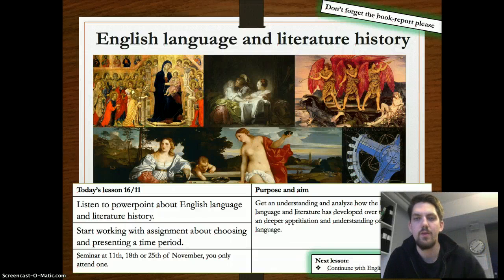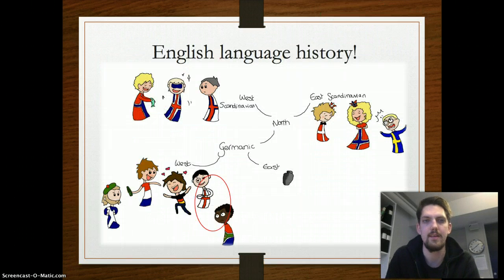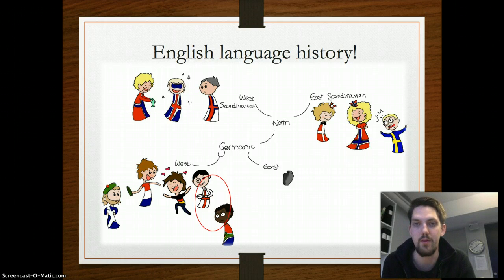Yes, so we're going to take a look at something different today. We're going to look at English language and literature history. And we're going to start with this one, English language history. So as it works now, this language we speak now, the modern English, has developed a lot over the last 100 years, and that's quite interesting actually to see how it was before and how it has developed to what we speak now.